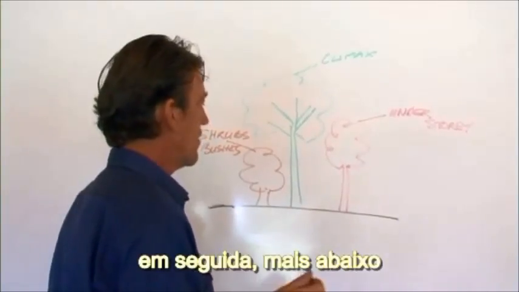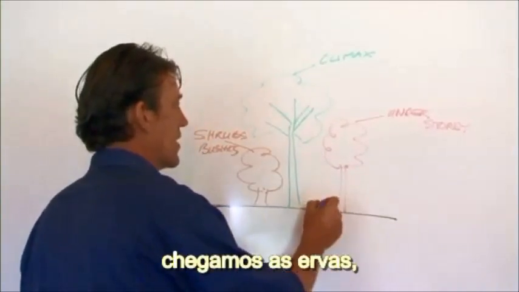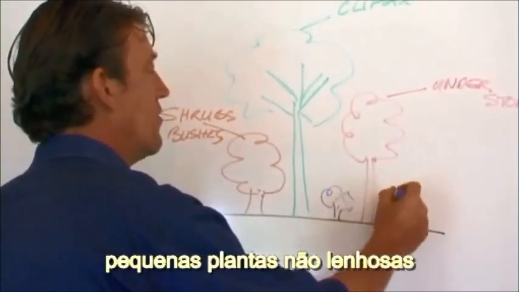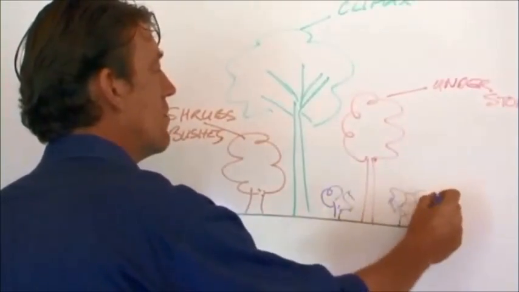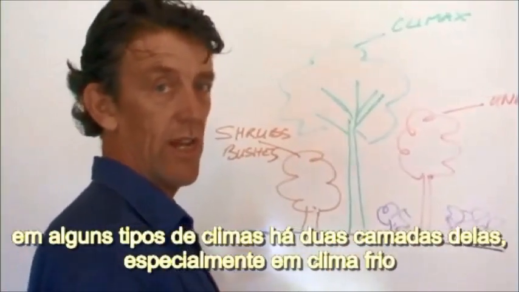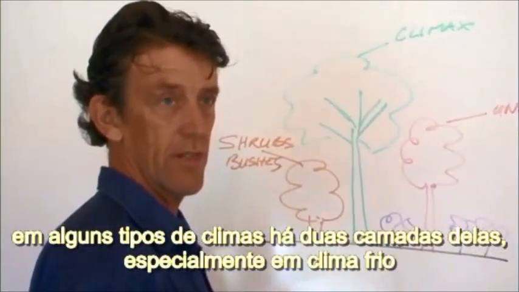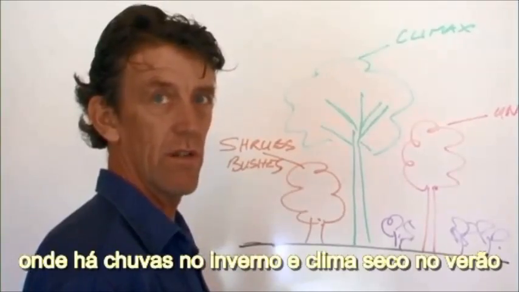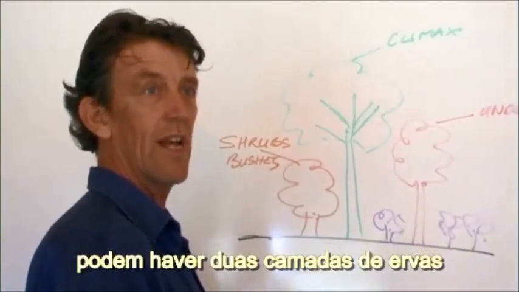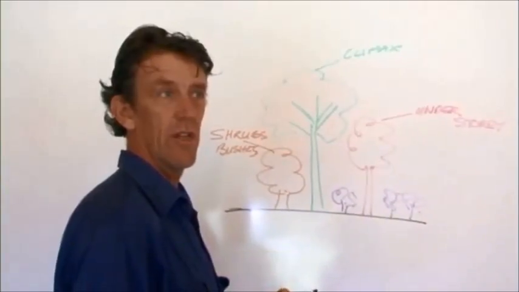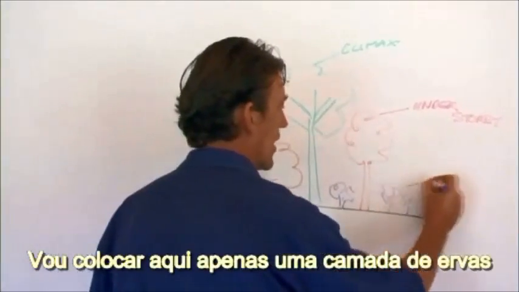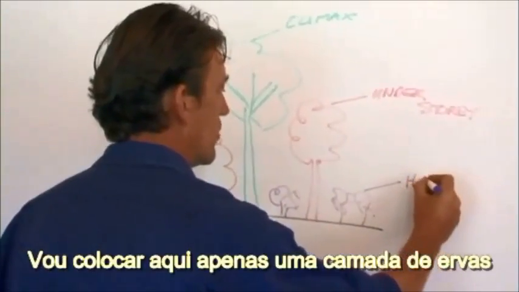Then lower down we end up getting into herbaceous plants, little plants that don't have any wood. In some climates there's 2 layers of these, especially the cold climates. The cold temperate climates that have winter rain and summer dry, they can have 2 layers of herbs, the typical European climate. But we'll just put it in as 1 layer. So you have the herbs.